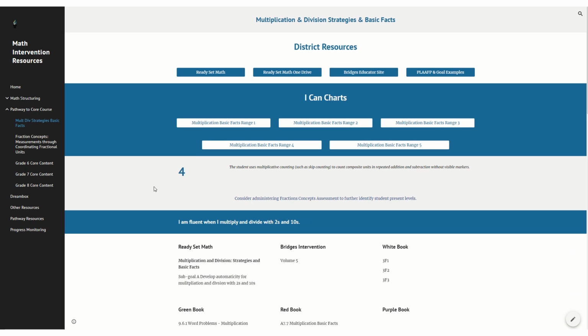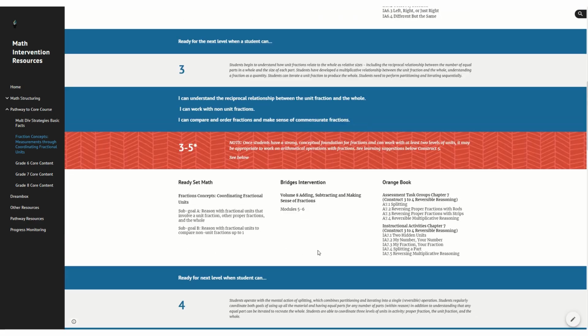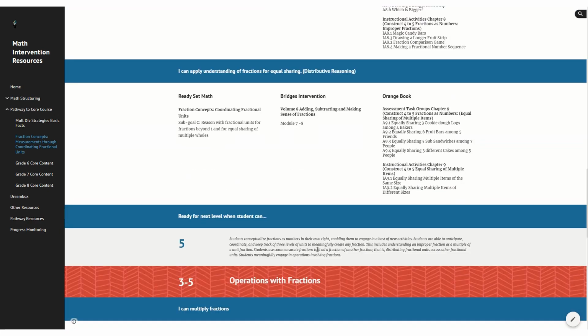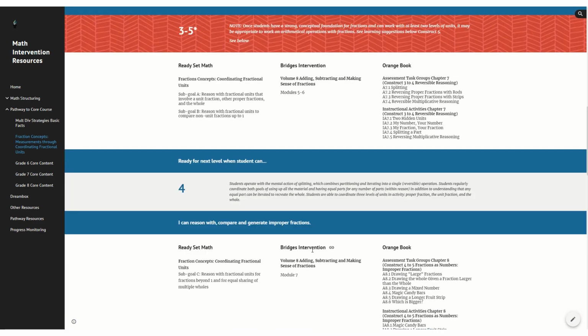course. There's a second section of fractions, which is set up very similarly to the multiplication and division. You have the I can chart, which there's only one for fractions, and then the resources align to each level of the fractions that they need to learn, or I can statements.